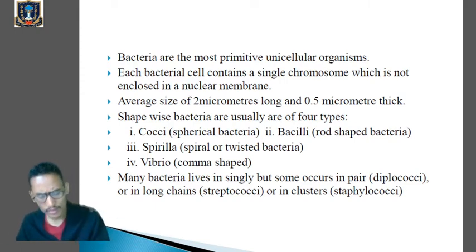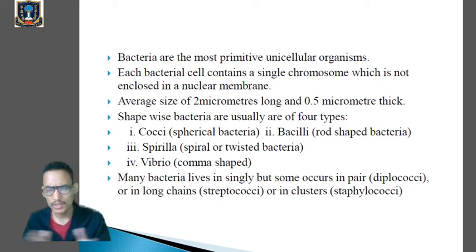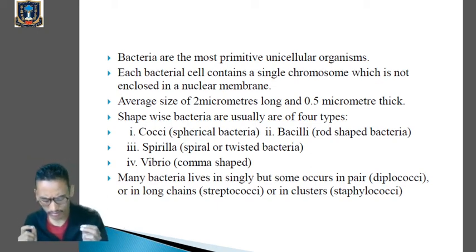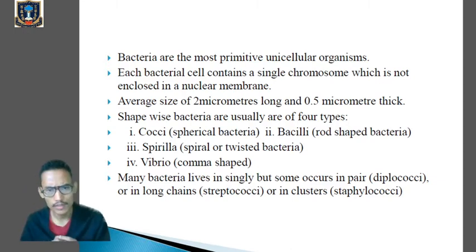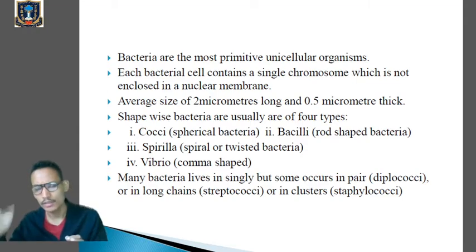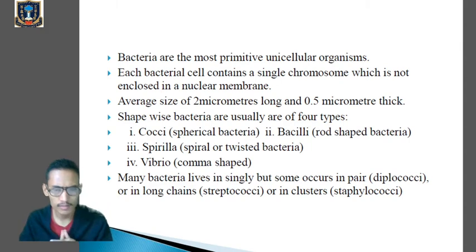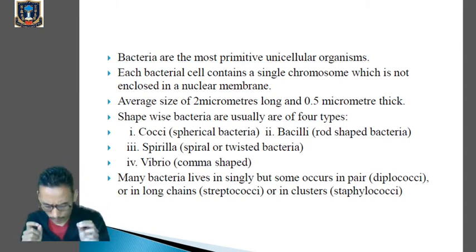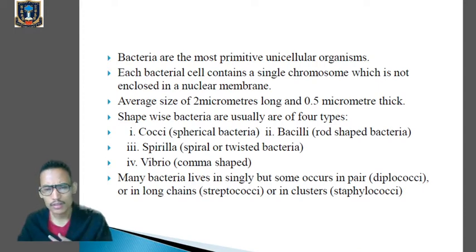Actually, bacteria are primitive organisms. They are unicellular, made up of a single cell, and they are also called prokaryotes. Primitive means the earliest form. Clear? And the most important thing is that these bacteria are without a nuclear membrane. It's also said that they don't have a well-defined nucleus.